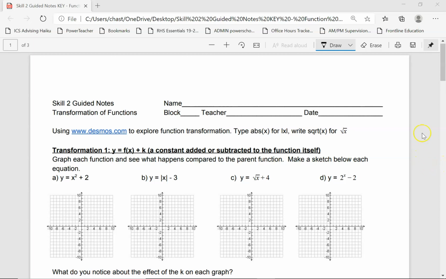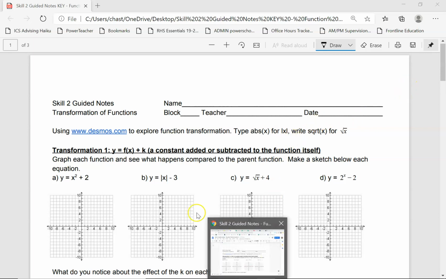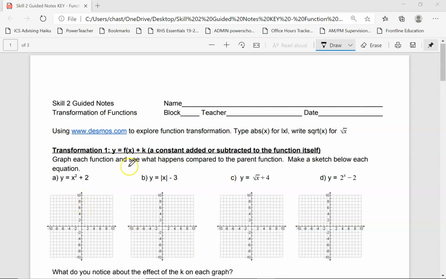For this activity, I did this with Desmos last year, and it really worked out well. So what I'm going to do is navigate between the notes here and Desmos. And what we're going to do is generalize some transformations to those parent functions you learned in the last lesson.